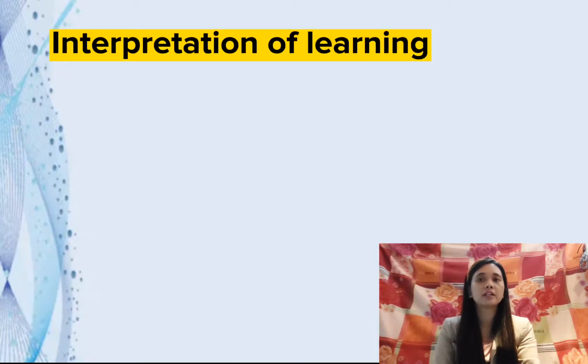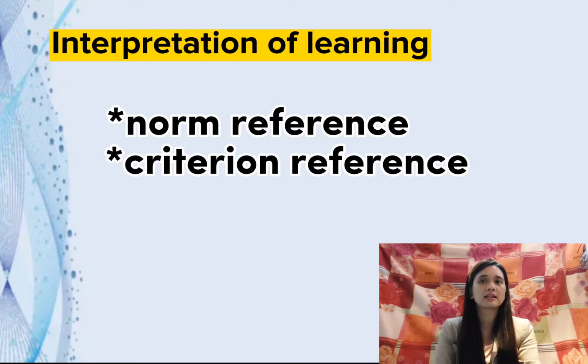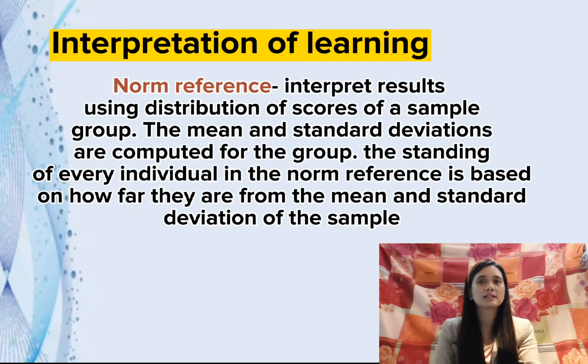So we have last but not the least classification of assessment, the interpretation of learning. Under the interpretation of learning, we have two types, which are the norm reference and the criterion reference. When we say norm reference assessment, it interprets results using the distribution of scores of a sample group. The mean and standard deviation are computed for the group.